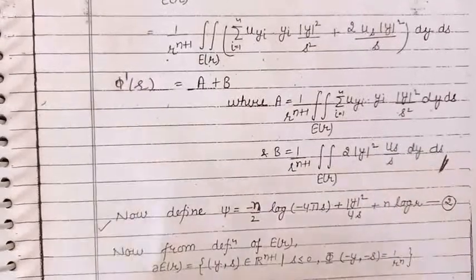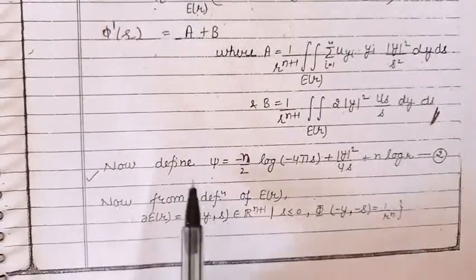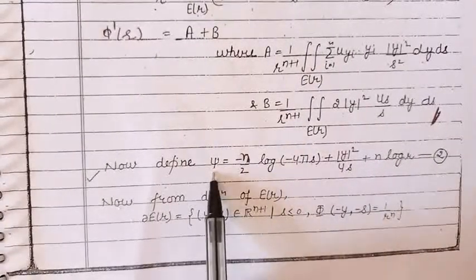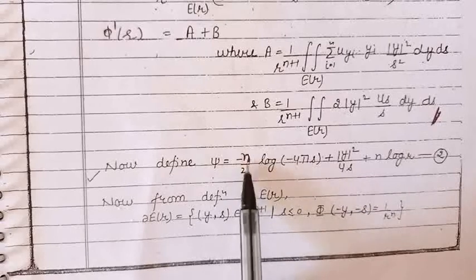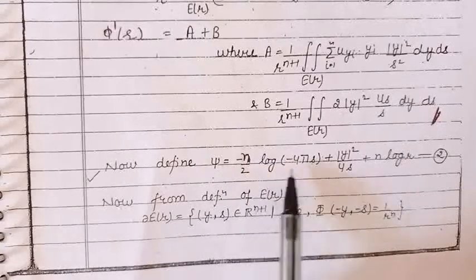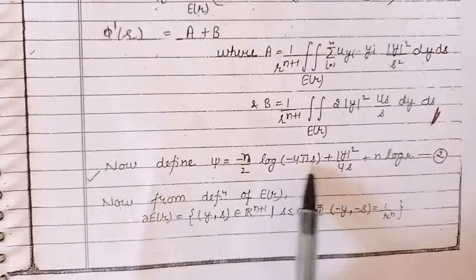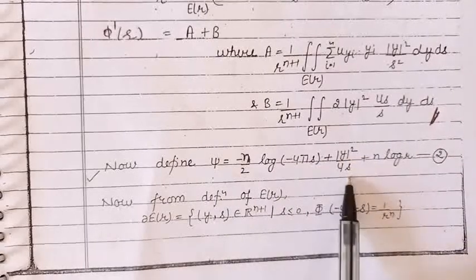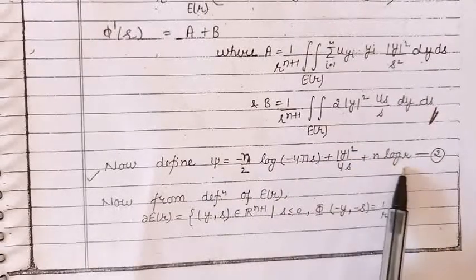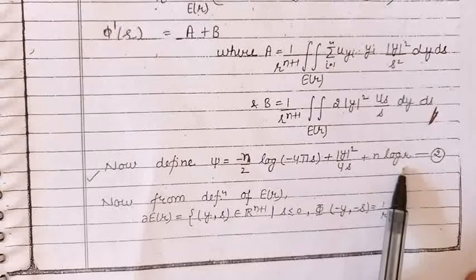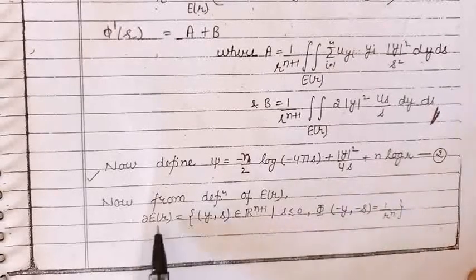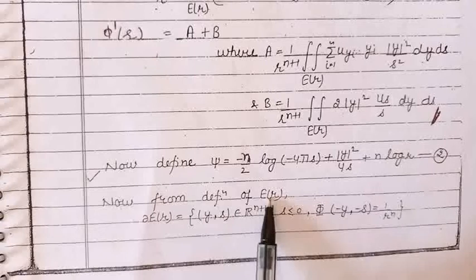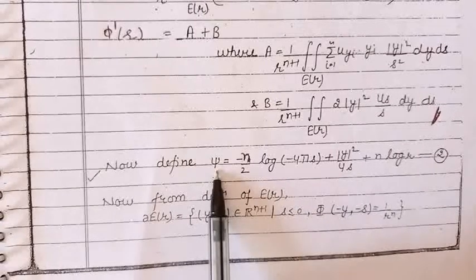Now, in the next step, let us define a function psi, which is given by minus n by 2 into log of minus 4 pi s plus |y| square upon 4s plus n log r. Now we'll prove that on the boundary of the ball E(r), the value of the function psi is 0.